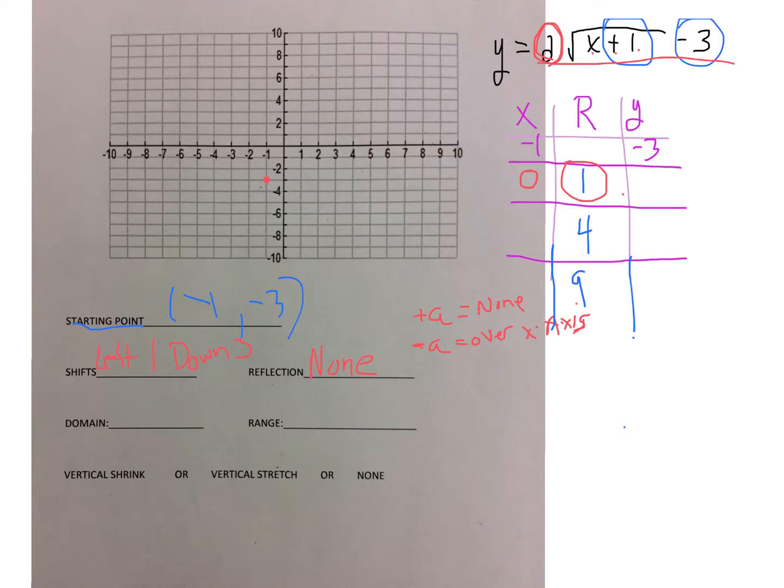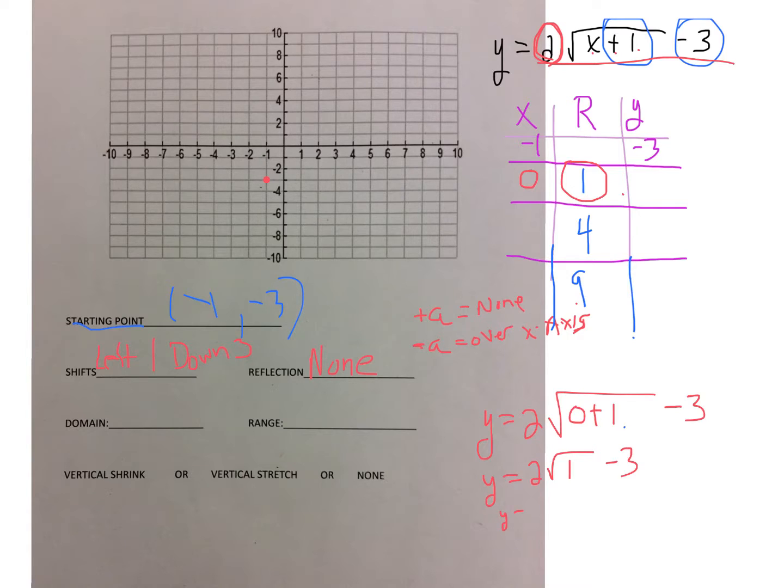So now we're going to do the math to get the y-coordinate. Down here, y equals 2 radical 0 plus 1 minus 3. Okay, y equals 2 radical 1 minus 3.